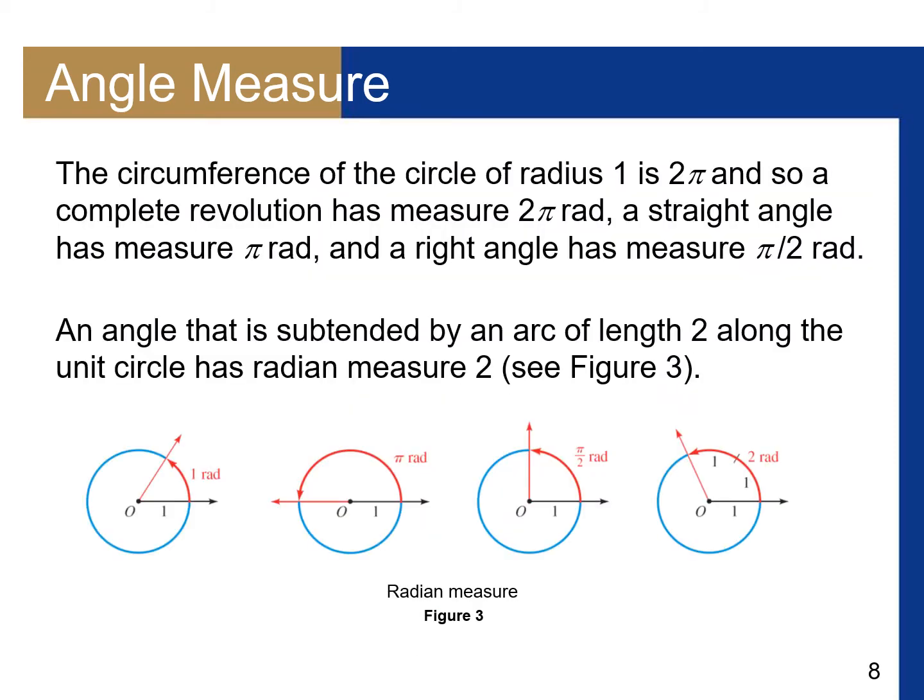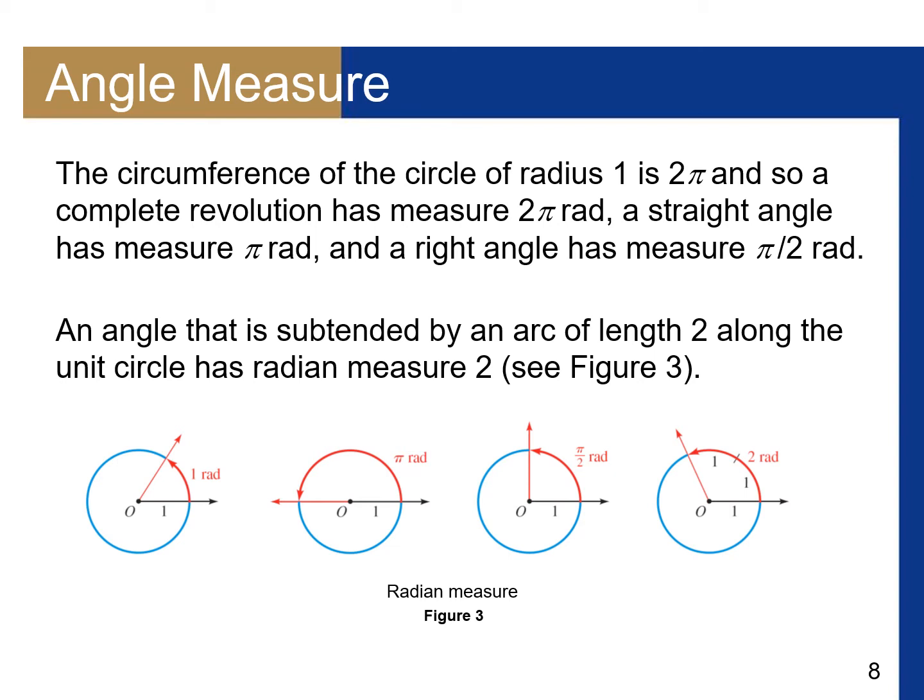The circumference of a circle of radius 1 is 2 pi. So a complete revolution has a measure of 2 pi radians. A straight angle has a measure of pi radians, and a right angle has a measure of pi over 2 radians. An angle that is subtended by an arc of length 2 along the unit circle has a radian measure of 2.